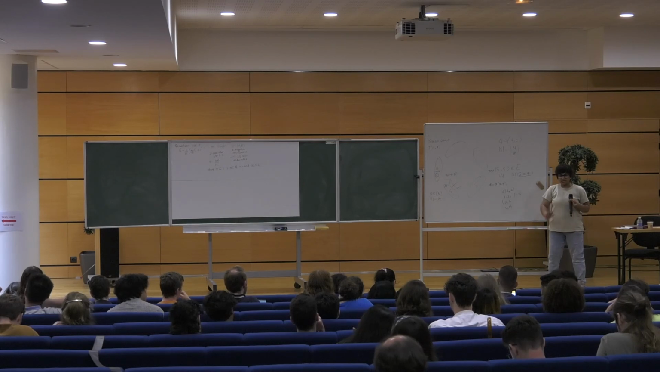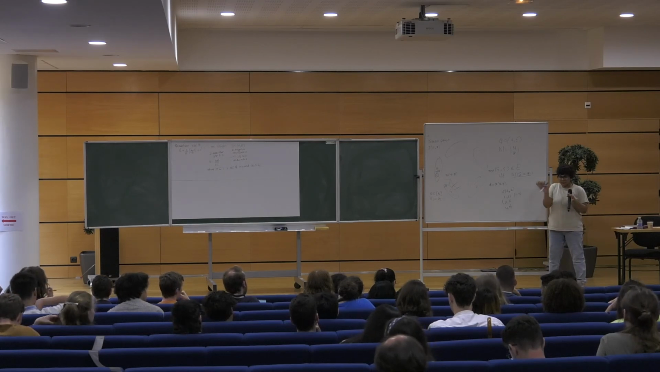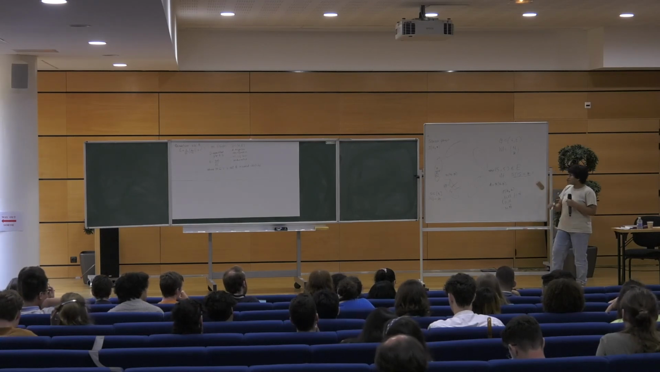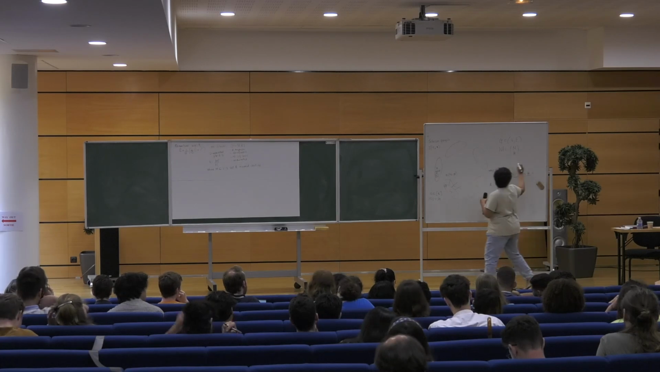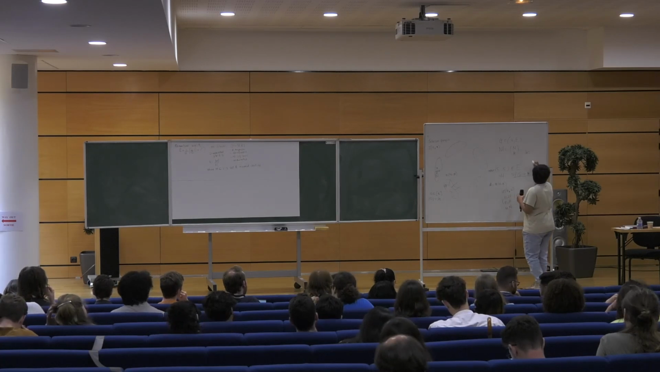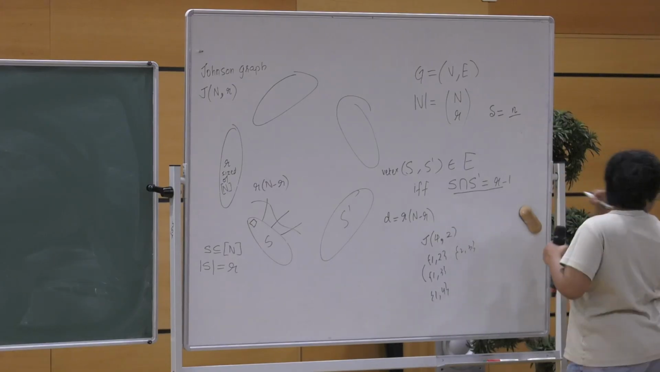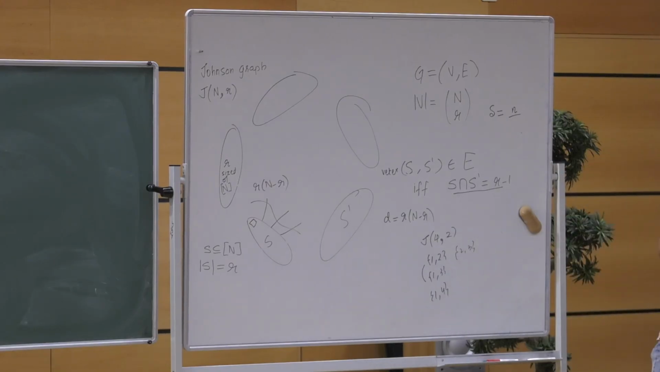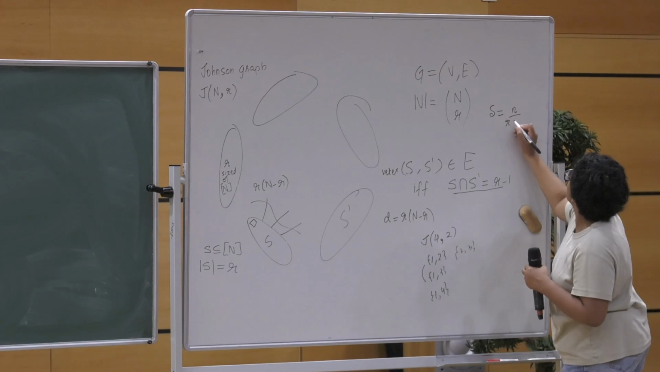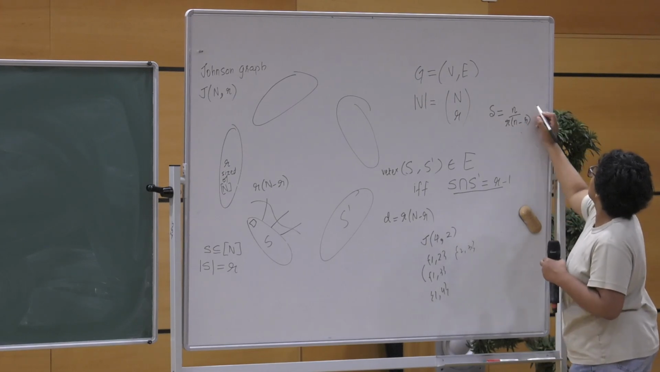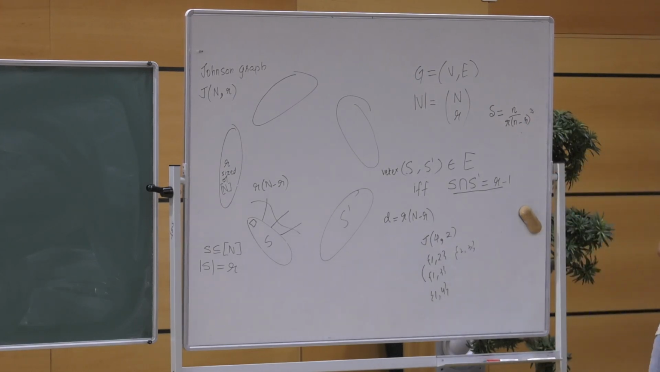Yeah, this graph is a nice combinatorial object, and it happens to have its spectral gap value close to N by R times N minus R, which is almost equal to 1 by R.